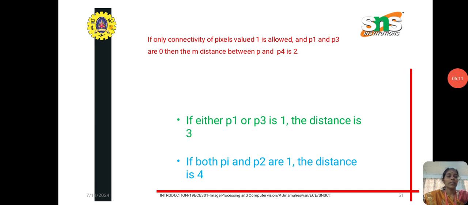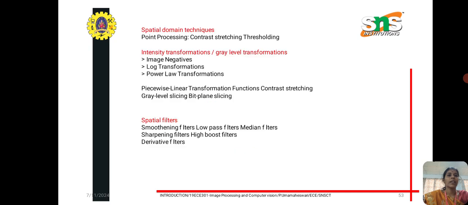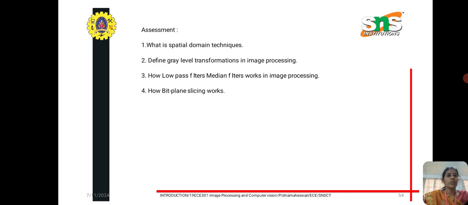This session's assessment questions are: spatial domain techniques, gray level transformations in image processing, low pass filters, median filters and how they work, and how bit plane slicing works.